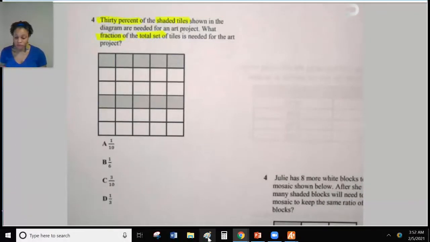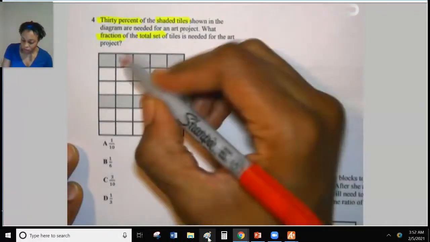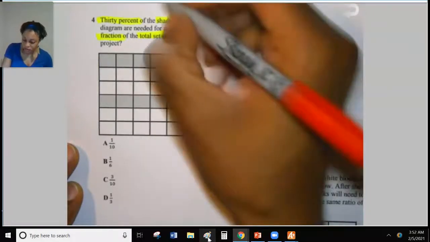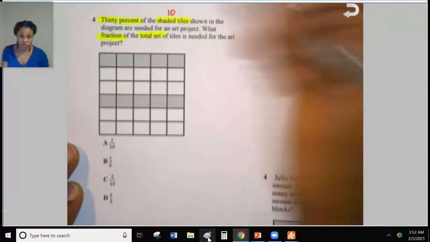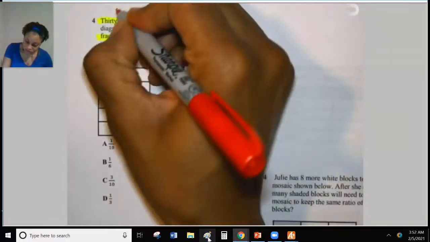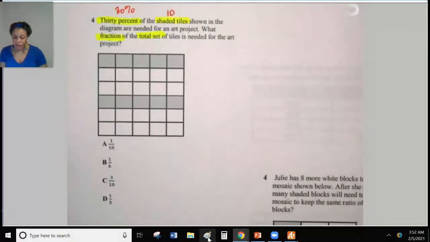So I'm going to count the shaded tiles. 1, 2, 3, 4, 5, 6, 7, 8, 9, 10. There are 10 shaded tiles, okay? And they say that that's 30%. 30% of the shaded tiles in the diagram are needed. So we don't need all of them for the art project. We only need 30% of the shaded, okay? Then it says what fraction of the total set of tiles is needed.